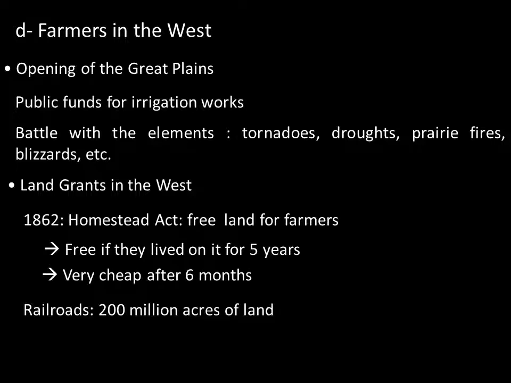And the railroad companies used the land, so that's 200 million acres of land, to build small towns along the line. So as the railroad network grew, small towns were built for the farmers who were settling there, for the miners, for the former cowboys, all those who were actually moving west.